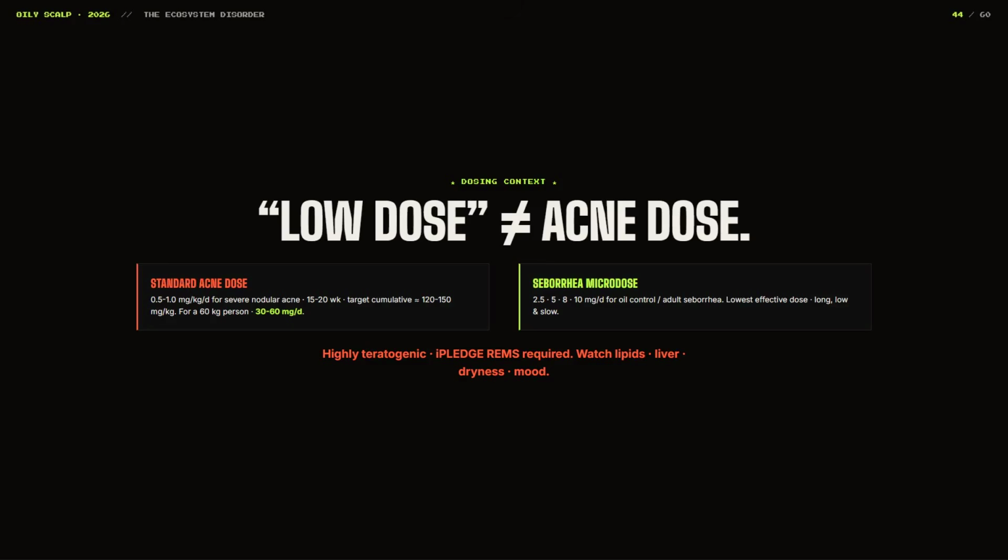or 132 pound person. For an average adult woman in the United States of America, the CDC, or the Centers for Disease Control, reports a measured average weight of 171.8 pounds, which is about 77.9 kilograms, or roughly 78 kilograms. At that body weight, 0.5 milligram per kilogram per day would be about 39 milligrams per day, usually rounded clinically to something like 40 milligrams per day, depending on the product and prescriber.